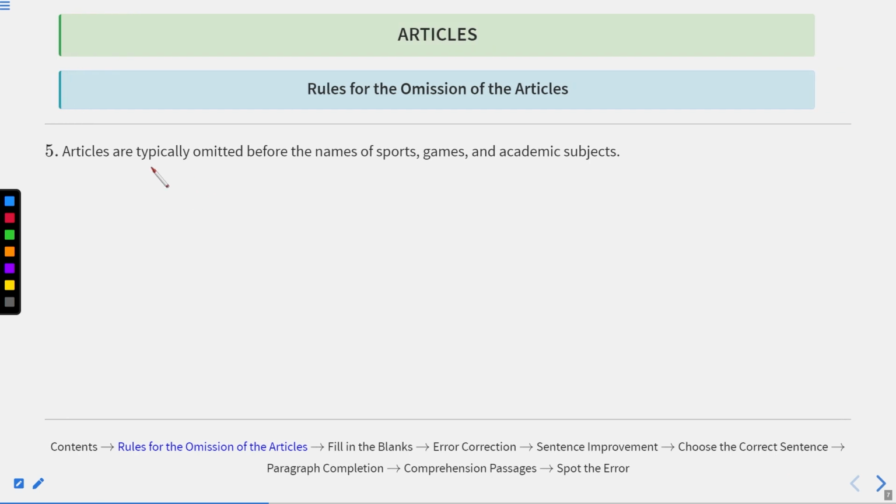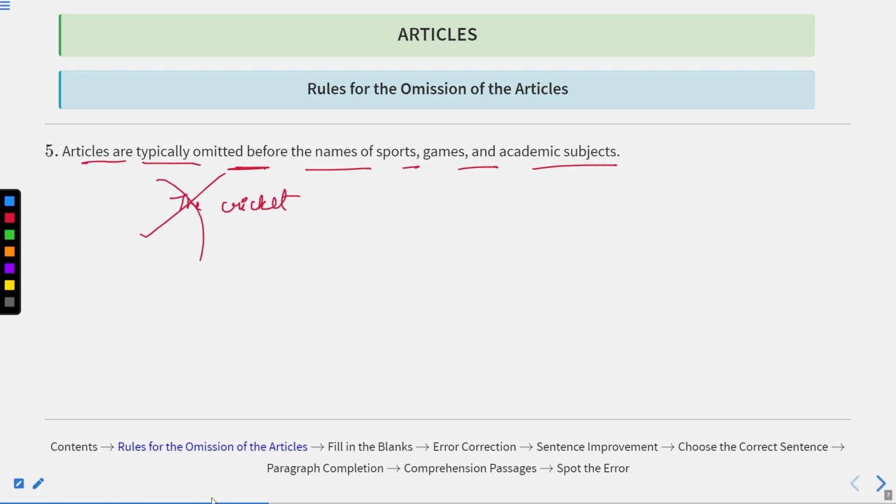Now let us move to the next one. Articles are typically omitted before the names of sports, games, and academic subjects. Now, if there is any name of a sport, any name of a game, any name of an academic subject, we cannot use "the" before it. For example, I cannot say "the cricket". Okay, that will be incorrect. I cannot say "the hockey". No, "the" should not be there.